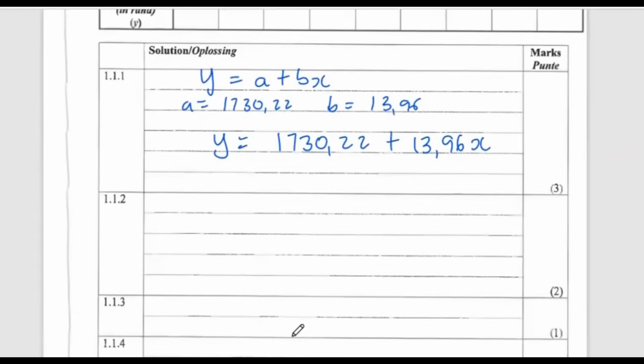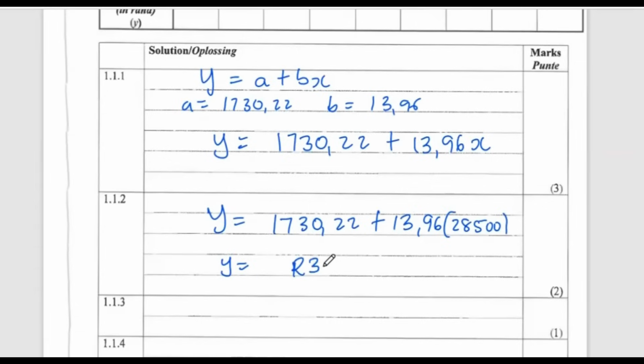Okay, so we said we're going to have Y is equal to 1730.22 plus 13.96 times 28,500. Okay, we just need to put this in the calculator once and for all. And then we're getting our Y value as 399,590.22. So this is how much will be expected when this 28,500 is invested.